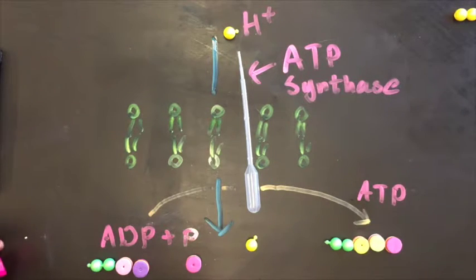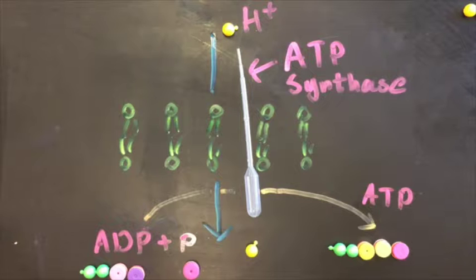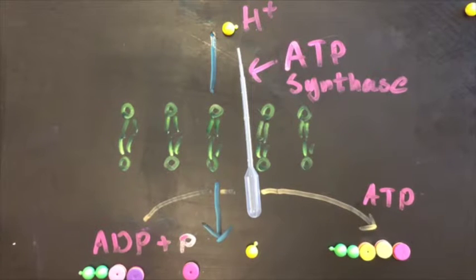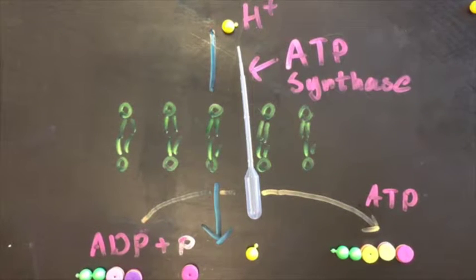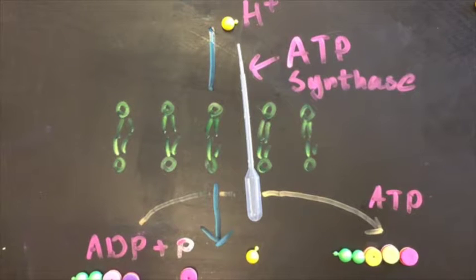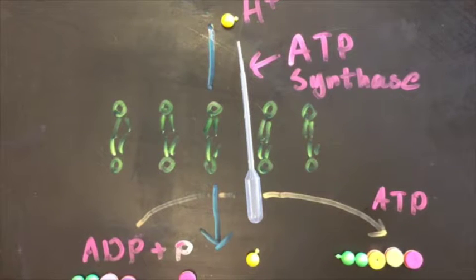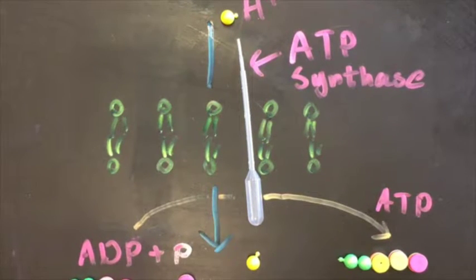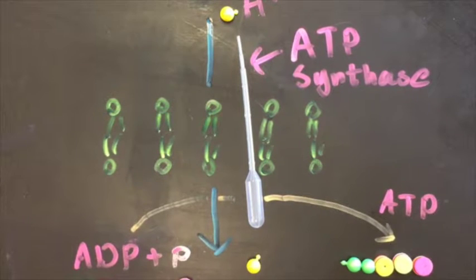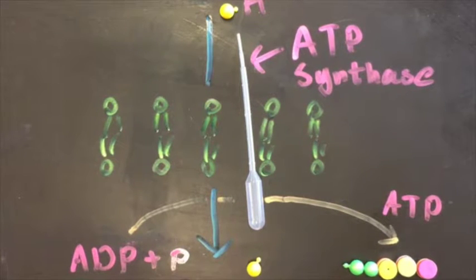As H+ ions go down their electrochemical gradient and move down the protein, it catalyzes the addition of a phosphate to ADP in order to make ATP. The energy that you get from ATP comes from this proton gradient. The end of oxidative phosphorylation yields 30 to 32 ATP.